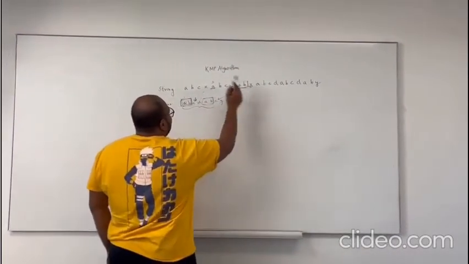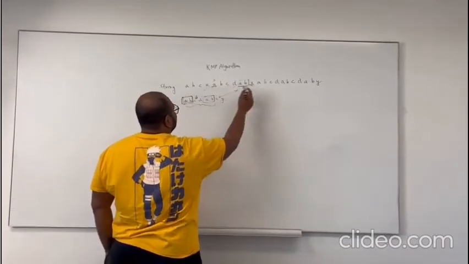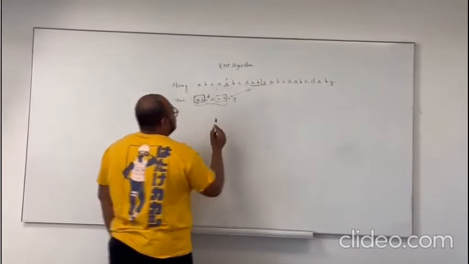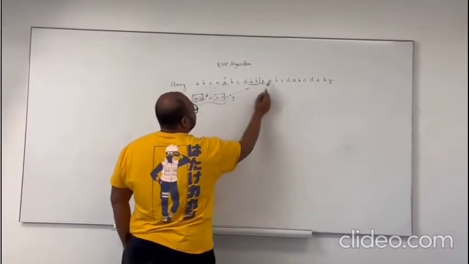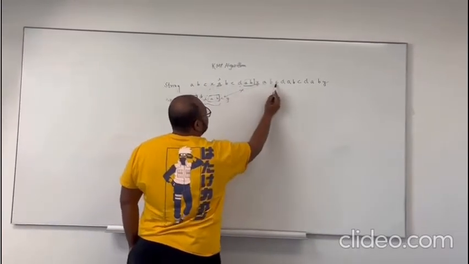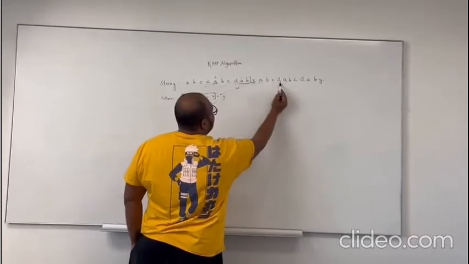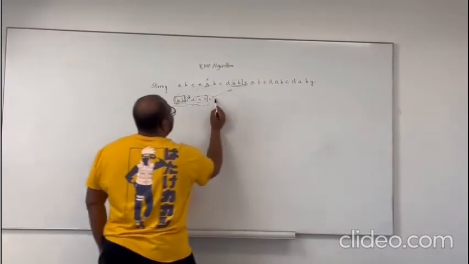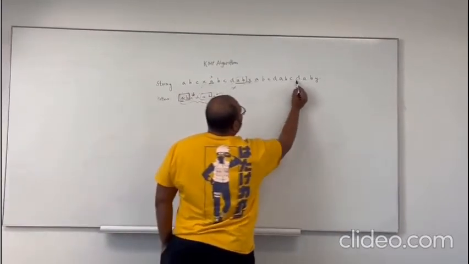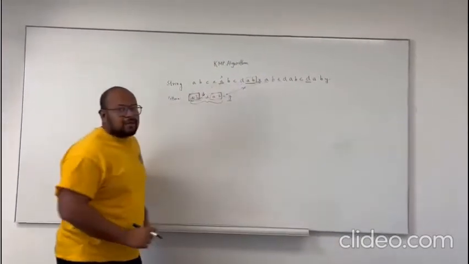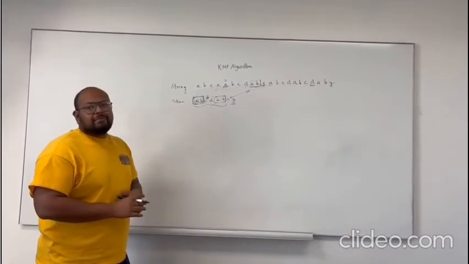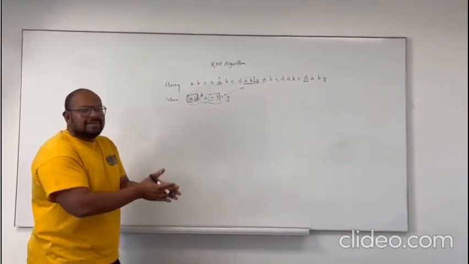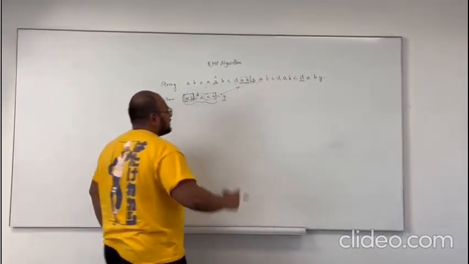So we compare C to X again, it's not a match, so it's gone. Then we again compare A to this A. So we compare A to A, B to B, C to C, D to D, A to A, B to B, C to C, but now the Y is not equal to this D. So again, the backtracking of the Knuth-Morris-Pratt algorithm starts. The main gist of the algorithm.